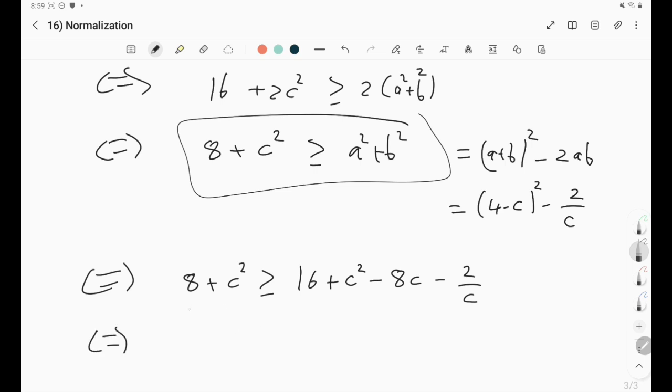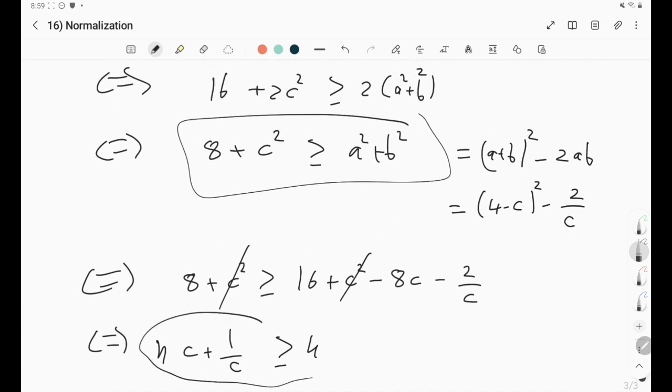Let's fix this. So here 8 with 16 is going to become 8, and the C square with C square is going to cancel. And now basically what we want to prove is 8C plus 2 over C is at least 8. We can actually divide by 2: 4C plus 1 over C is at least 4. Is this true? What do you think? Of course it is. This is correct by AM-GM.